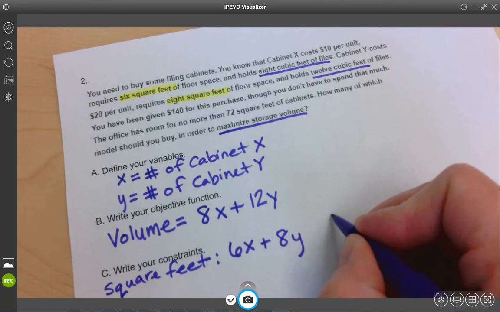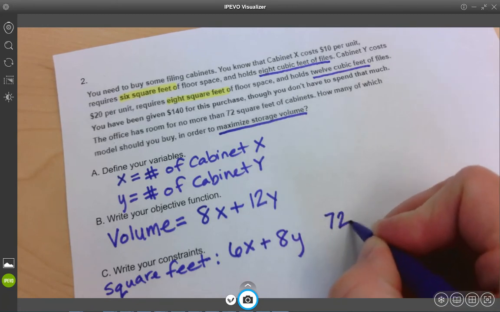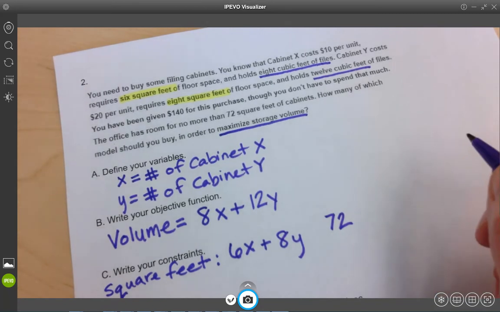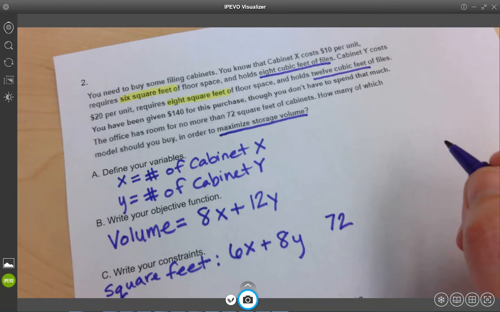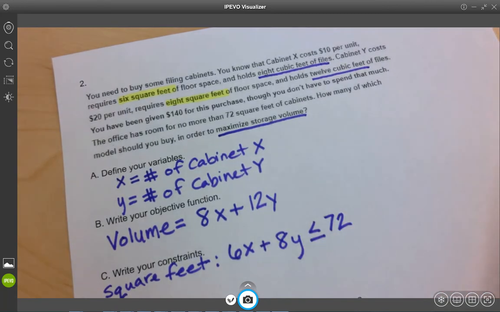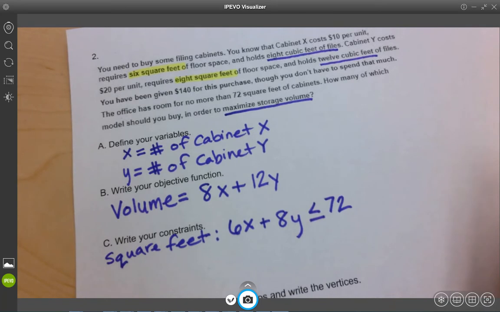So it could equal 72, right? Or it could be what? Bigger than... So we only have 72 feet, so it can't be greater than, but it could be less than. Good. So it could be less than or equal to. Excellent. All right, so we have our square feet constraint.